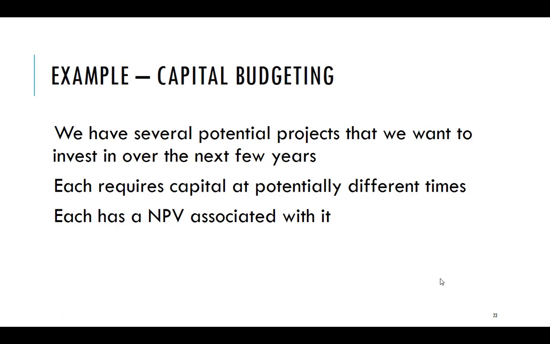So our first example for binary integer programming, or at least using binary variables, is capital budgeting. In this case, we have several potential projects that we want to invest in over the next few years. Each project requires capital, money, at potentially different times throughout our time horizon that we're considering. Each project also has a net present value associated with it. So as you can imagine, our objective is going to be maximize net present value.